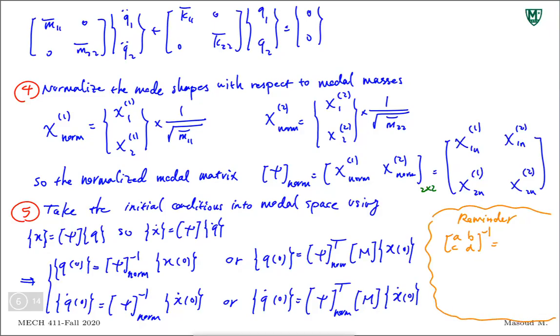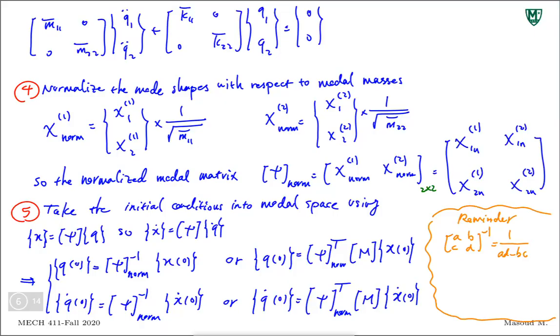Wasn't it AD minus BC? Oh, that was the determinant. Yeah, but we want to find the inverse, right? So first part, you're right, there is something else there. So it's 1 over AD minus BC and multiplied by something. Don't you multiply that by D, B, C, A?